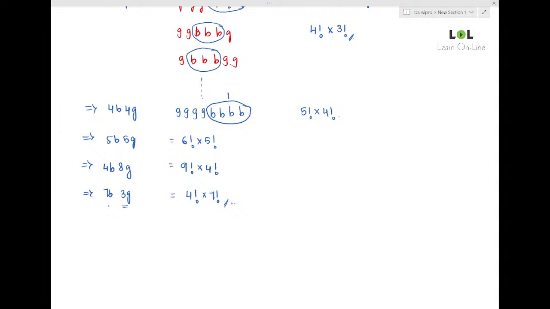Consider boys as 1 unit because they have to sit together. So they are 1 unit, girls 3 units. 3 plus 1, 4 factorial. But still we have to arrange boys alone. Boys alone means that is how much? 7 boys, 7 factorial, and that has to be my answer.